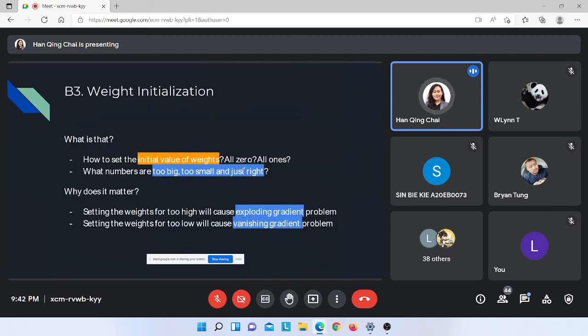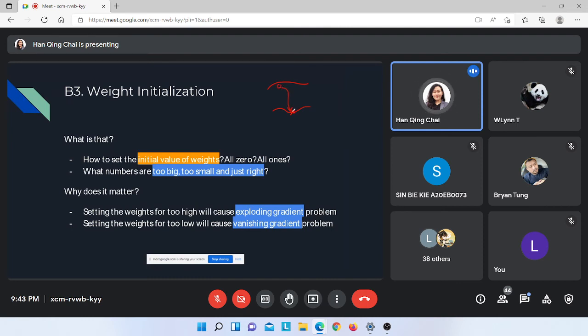Then weight initialization. This one is quite simple. Weight initialization is to set the initial value of weights. So how do we set it? All zeros, all ones? Why is it important? It's because if you remember the optimization, there's going to be this sinkhole here in the graph. We are going to use different optimizers to run it.